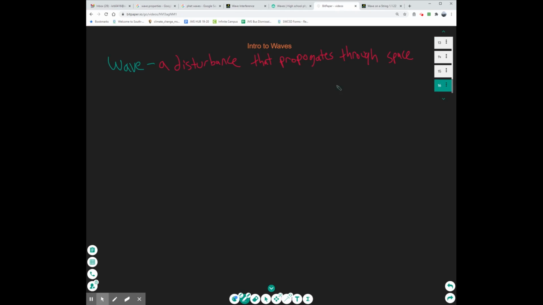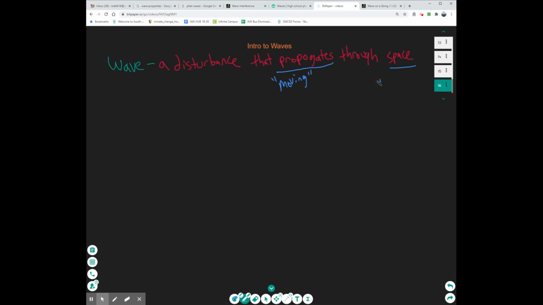Now you'll see that I wrote the word propagate and I wrote the word space. Propagate is a fancy word for moving. Okay. It's a fancy word for moving. And what this really means is that the particles themselves aren't moving, but the wave itself is moving, right? That's what the propagation is.